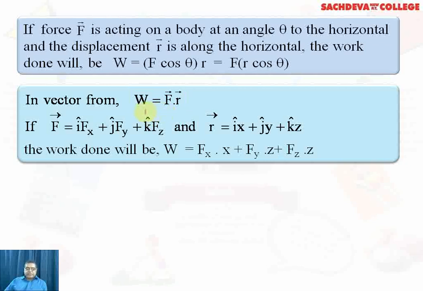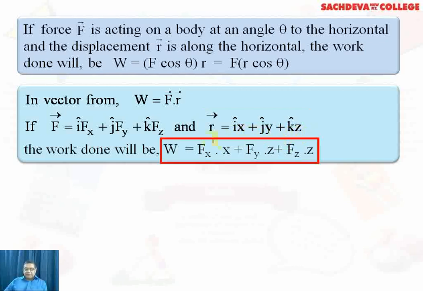So we can write this expression as F is equal to i into Fx plus j into Fy plus k into Fz, where i, j and k are the unit vectors along the x-axis, the y-axis and the z-axis. Fx means the component of force along the x-axis, Fy along the y-axis, and Fz means the component of force along the z-axis. R is the displacement, that is i into x plus j into y plus k into z, where i, j and k are the unit vectors along the x-axis, the y-axis and the z-axis.